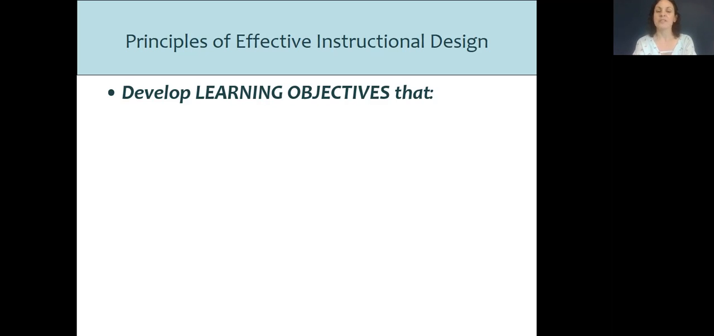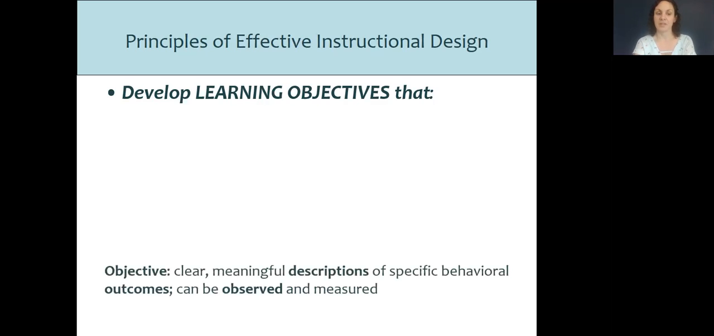All right, so developing learning objectives. Objectives are clear, meaningful descriptions of specific behavioral outcomes, and these can be observed and measured. That's really important when you're writing your objective, to make it something that you can either observe the children doing or you can measure. Measure meaning it has a quantity to it, and I'll get to what that means.